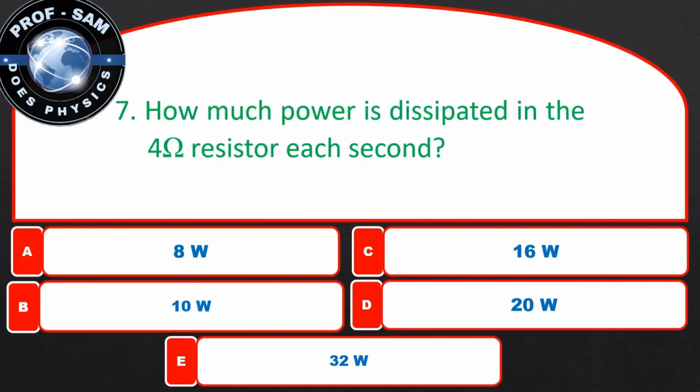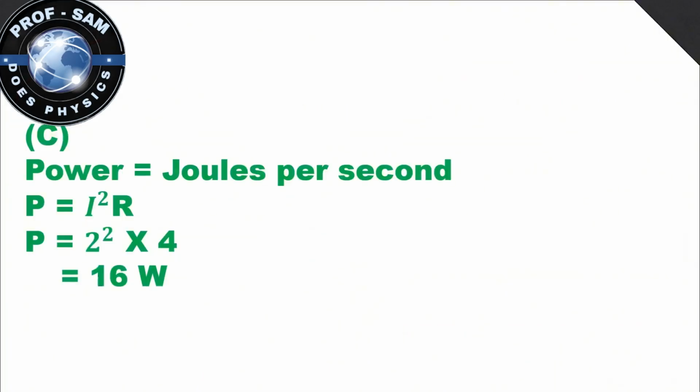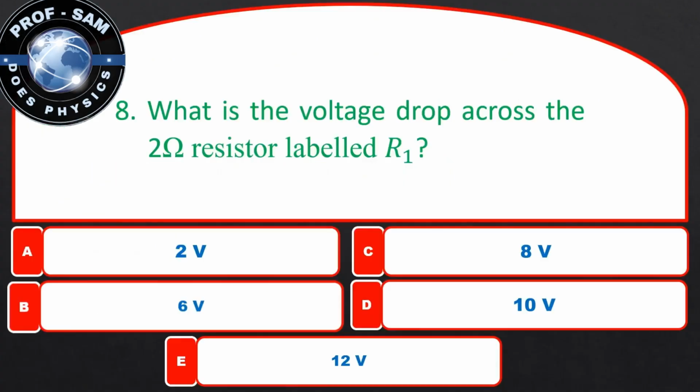Question 7. How much power is dissipated in the 4 ohms resistor each second? The keyword there is power is dissipated in each second. So we apply the power equation, P equals I squared R. Don't forget that power is the rate of energy use. In other words, power is joules per second. So power equals I squared R, which gives us 2 squared multiplied by 4, which is 16 watts. Option C.